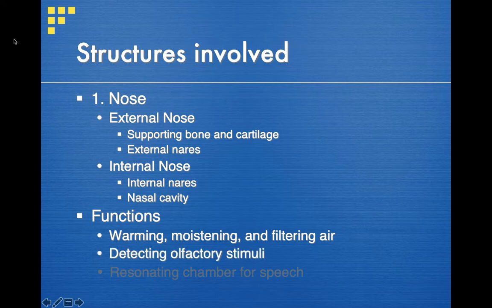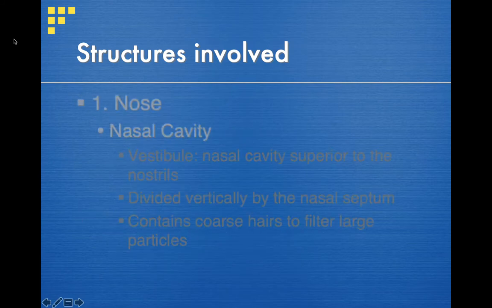We also smell, with some olfactory nerves attached to our nasal cavity, and it does help us speak. And you may have done that thing where you plug your nose and try to talk like I am right now, and it really impacts how you can talk. So your nasal cavity, your nose, does help you with your speech.